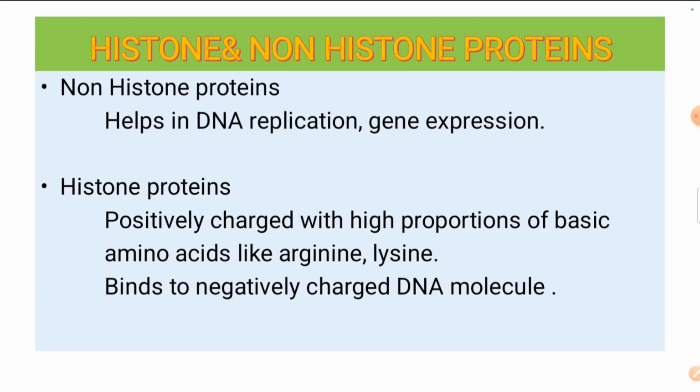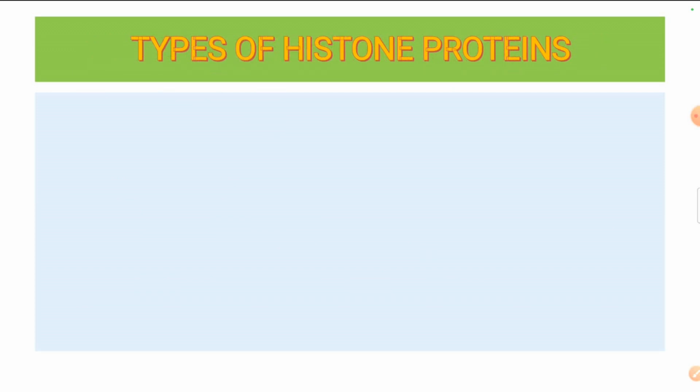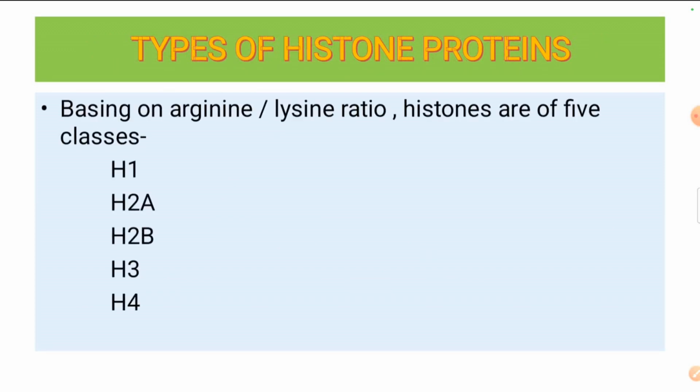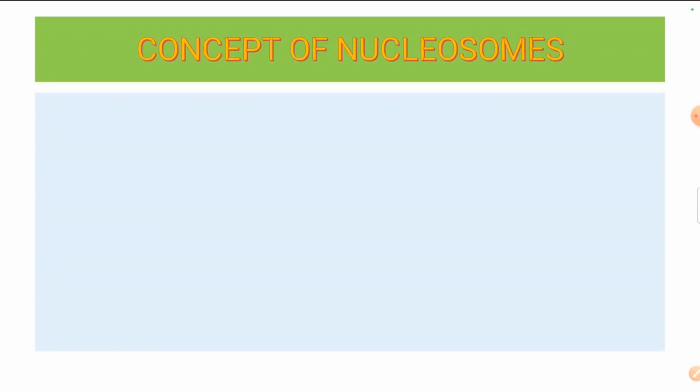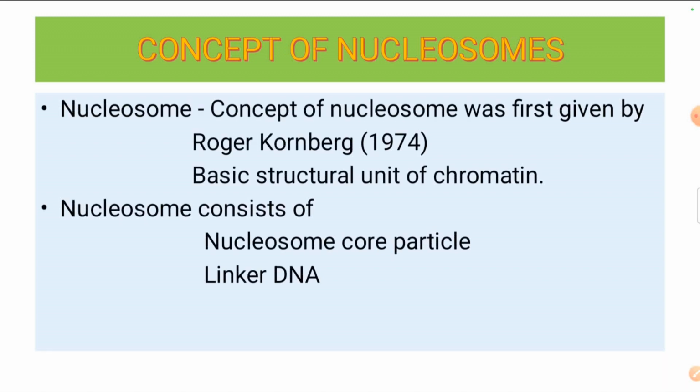Histone is positively charged, and it binds to the negatively charged DNA molecule. DNA is negatively charged, you know it. So why is the histone protein positively charged? Because it has a high proportion of basic amino acids like arginine and lysine. The histone proteins are of five categories: H1, H2A, H2B, H3 and H4. These are the five types of histone proteins found with DNA. So now you have an idea about the structure.